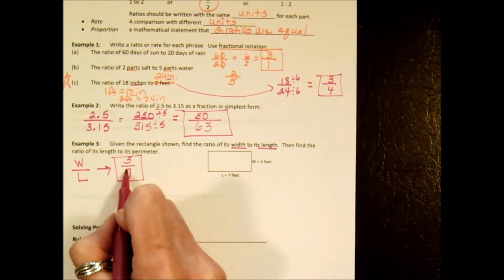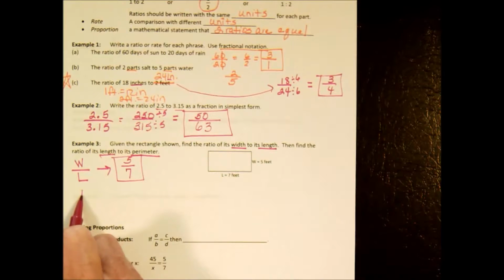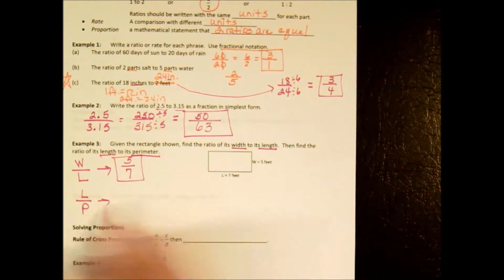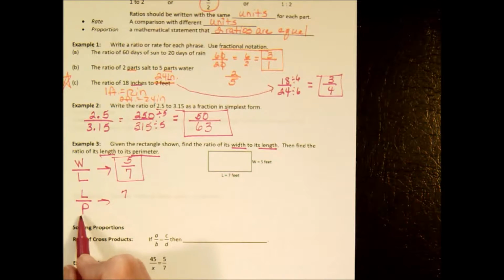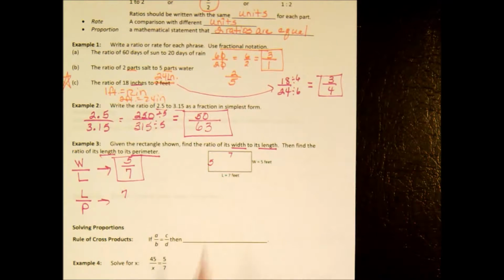Okay? The second part of this says, then find the ratio of length to perimeter. Length to perimeter. Again, write yourself a guide. Well, I know the length, but I don't know the perimeter. However, I do have a way to find the perimeter. I can just label all my sides and add them up.